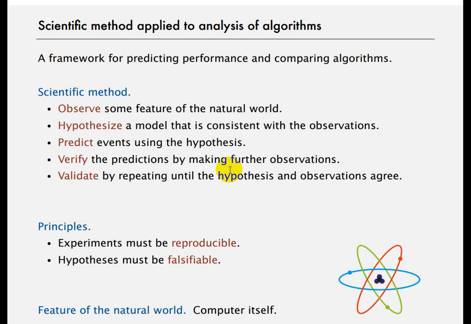Okay, so how do you do this? You observe, you hypothesize. What it means is you figure out, okay, I think it should be this way. Then you predict, and then you verify. You actually run and validate that this makes sense, and then you also make predictions and can figure out, based on this, that your model is correct. The principles are that the experiments must be reproducible and the hypothesis must be falsifiable. It means that you should be able to prove it wrong.